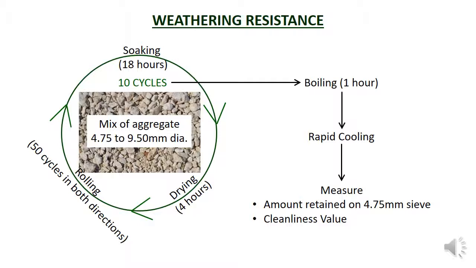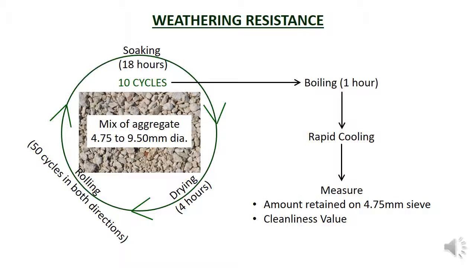Weathering resistance relates to the resistance of the aggregate particles to the effects of heating, cooling, wetting and drying that will occur as a result of being outside and exposed to all weathers for a long period of time. The sample tested is a mix of aggregate sized between 4.75 and 9.5 millimeters in diameter. The sample is repeatedly wet, dried and then rolled before being boiled and quickly cooled. The sample is then sieved through a 4.75 millimeter sieve to determine what percentage is broken down, and the amount of fine materials produced are also measured.